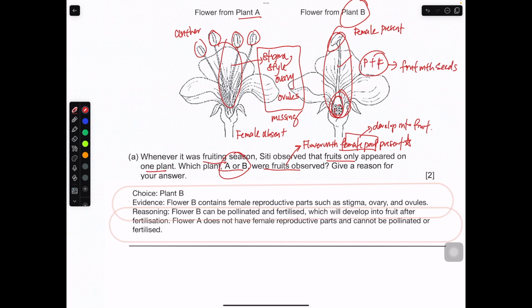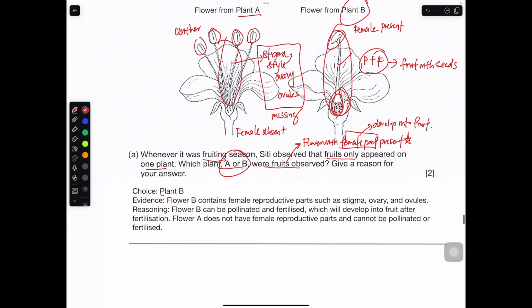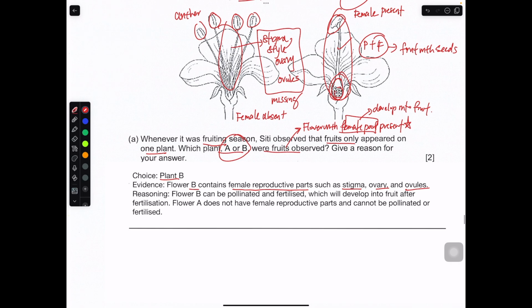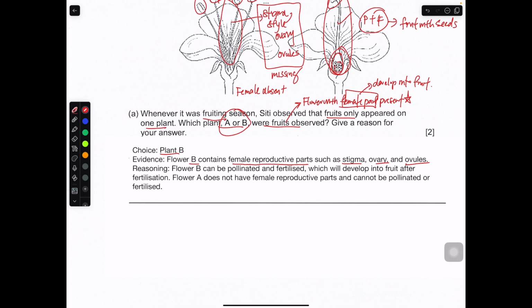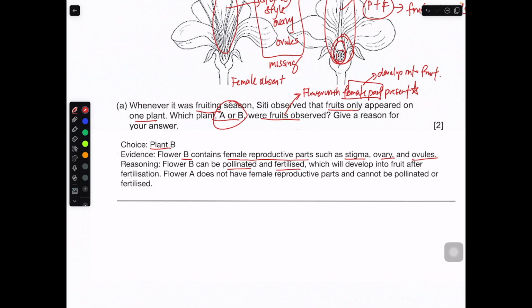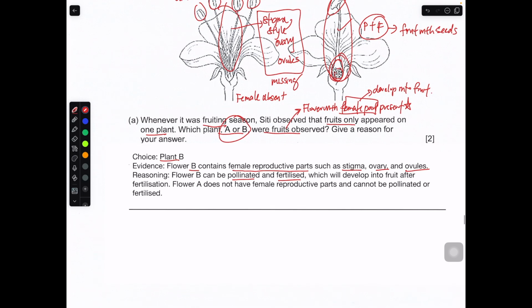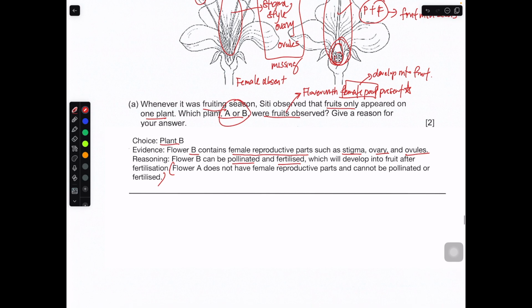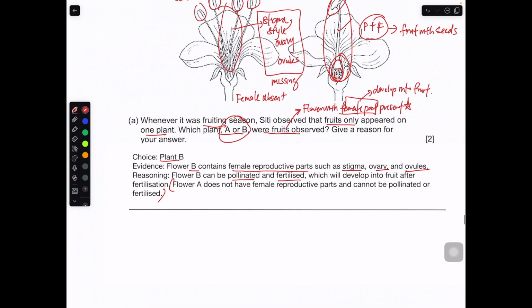Okay, so let me show you this part. So for choice B, it tells me it has female body parts such as stigma, style, ovary, or you can just tell me flower B has stigma, style, and ovary. So it can be pollinated, can be fertilized, or you can say pollination and fertilization can occur. And the fruits will be developed. Okay, you can continue to say that A does not have a female reproductive part, so it cannot be pollinated, it cannot be fertilized. So no fruit will be developed. So this part is more or less quite straightforward.